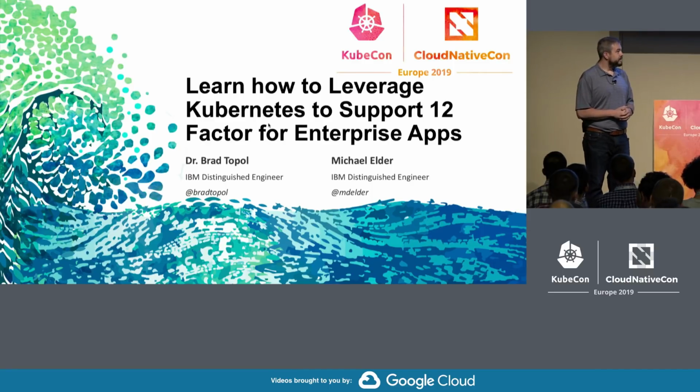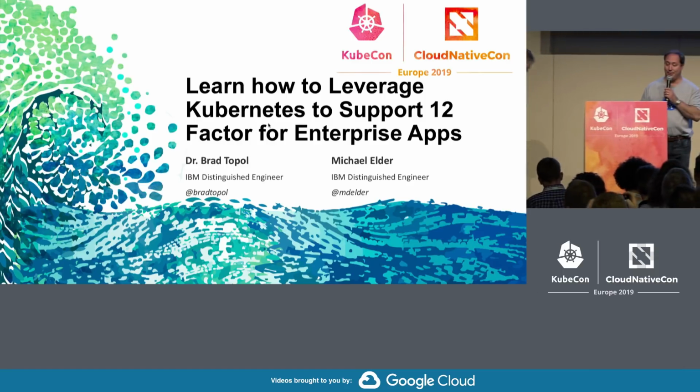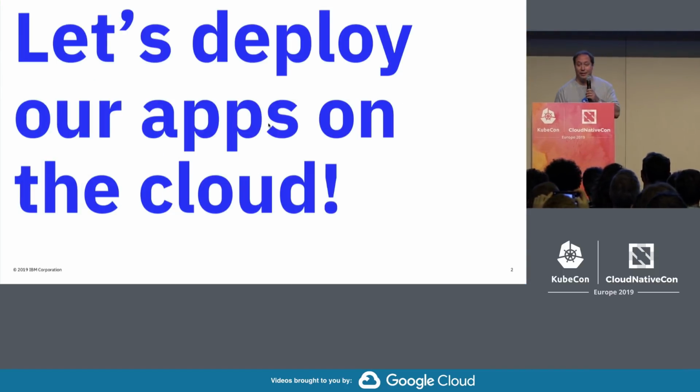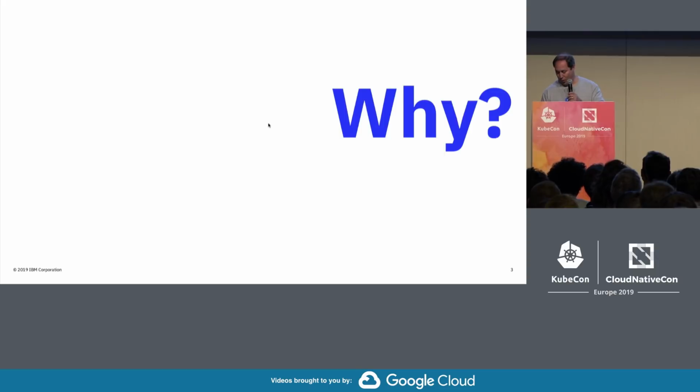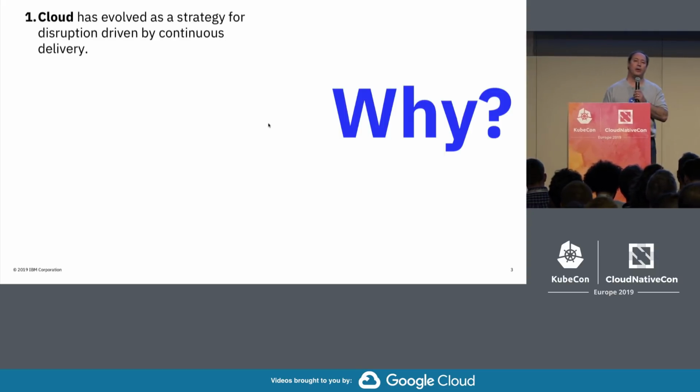Today we're going to learn how to leverage Kubernetes to support 12-factor for enterprise apps. So what are we going to be really focused on? This is the excitement. Let's go deploy our apps on the cloud. And why would we want to do this? Cloud has evolved as a strategy for disruption and continuous delivery.